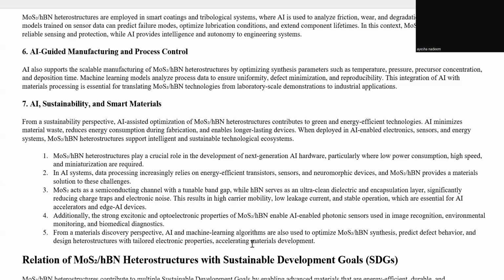Molybdenum disulfide and hexagonal boron nitride heterostructures play a crucial role in the development of next generation AI hardware, particularly where low power consumption, high speed, and miniaturization are required. In AI systems, data processing increasingly relies on energy efficient transistors, sensors, and neuromorphic devices, and molybdenum disulfide hexagonal boron nitride provides a material solution to these challenges.